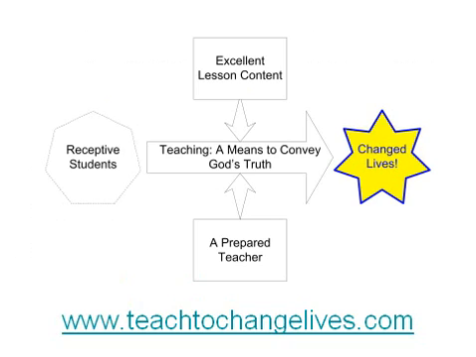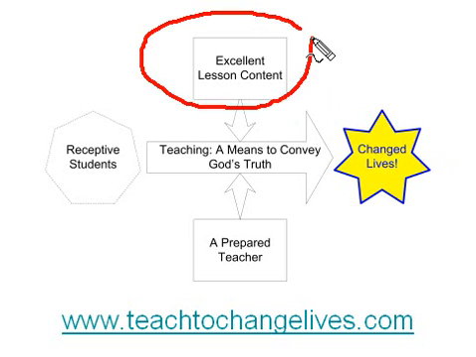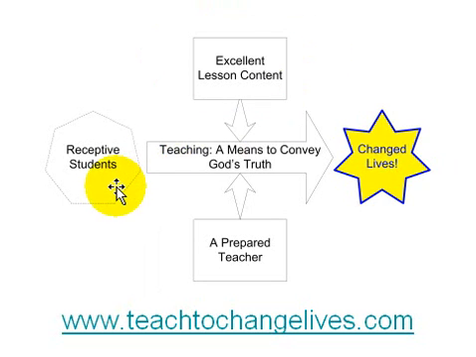This diagram illustrates how the 4 elements of great Bible teaching work together to produce changed lives. You need 4 elements. First, you need excellent lesson content. This kind of material is crucial. This is what you've got to have. If you don't have good lesson content, you're not going to be able to teach in a way that changes lives. You also need to have receptive students.